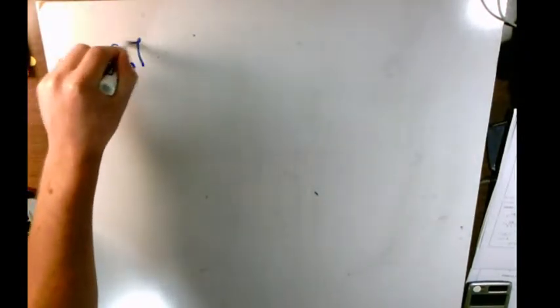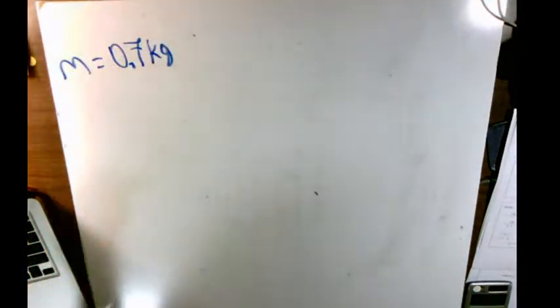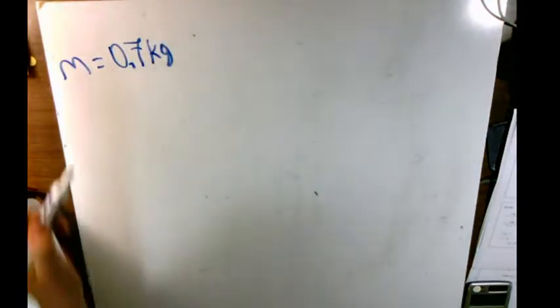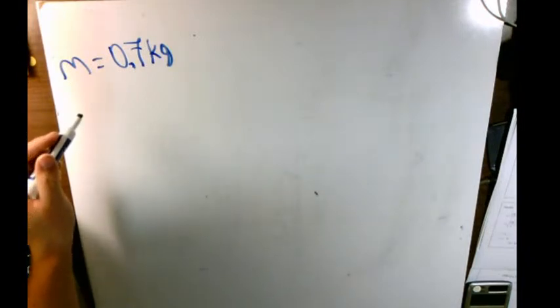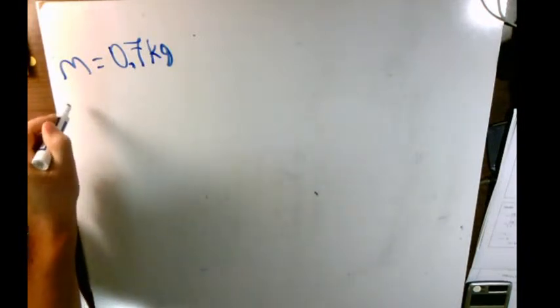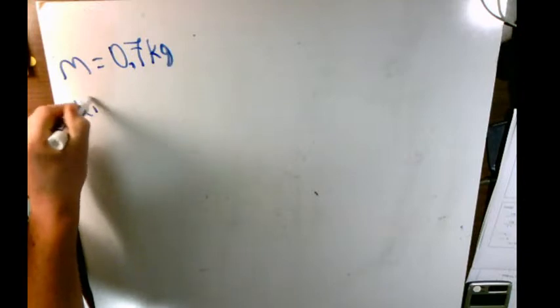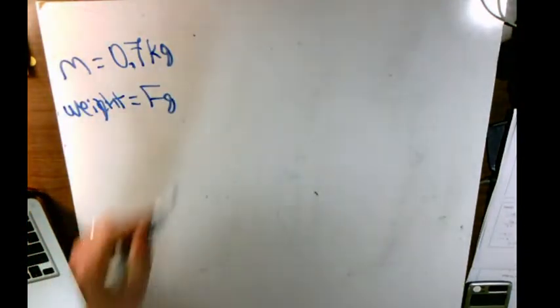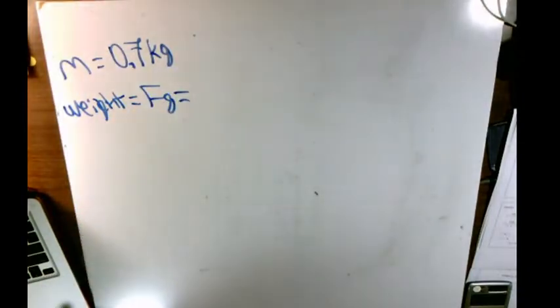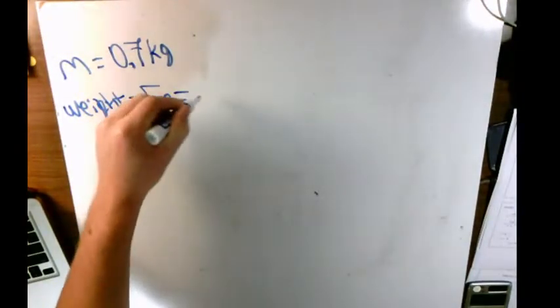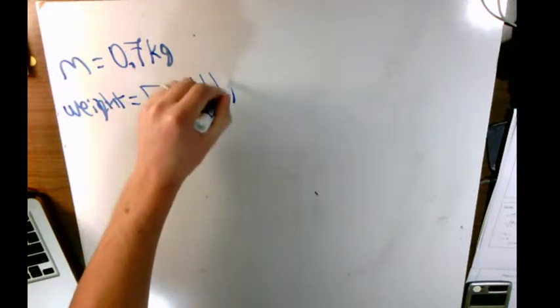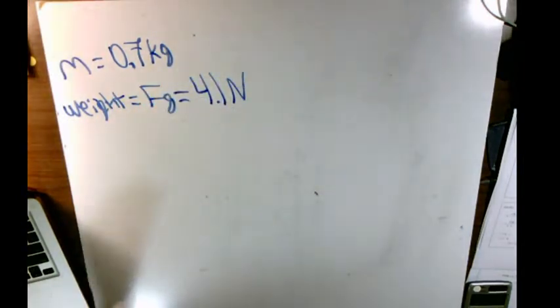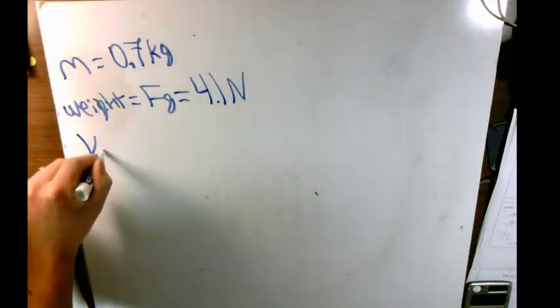And on that planet, we have an object with a mass of 700 grams. I'll convert that to kilograms. We know it has a weight of 4.1 newtons. So in this case, weight is equal to the force of gravity acting on an object. Right? If you're ever not sure about that, just take a look at the units. It's given in newtons. So we're working with a force as a weight. We want to determine the max height if it's thrown up.